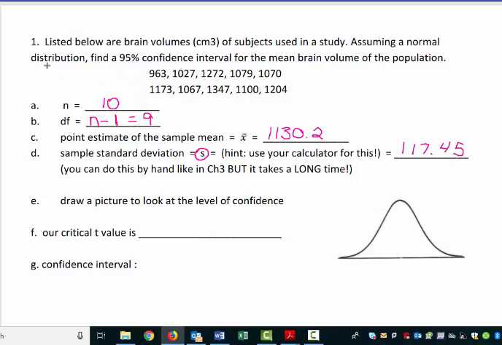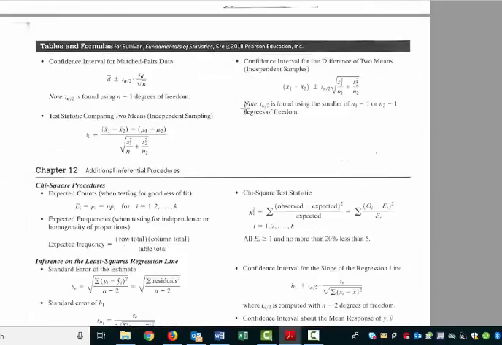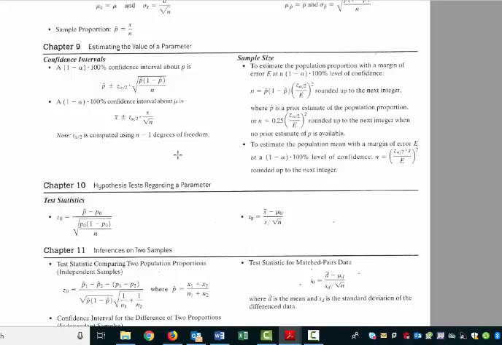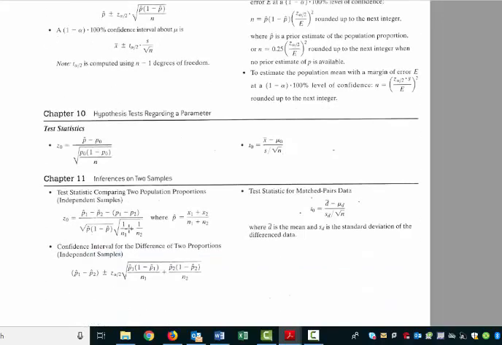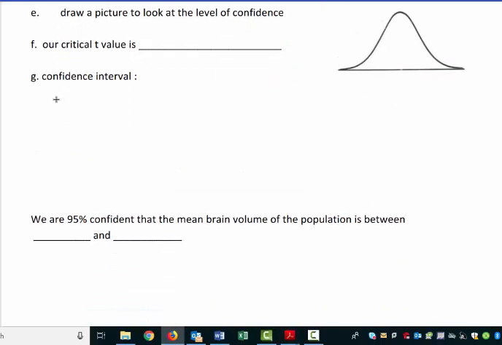Okay, so here's the brain volumes. Assume a normal distribution, so that means we get to use the T or the Z. Find a 95% confidence interval. If it says confidence interval anytime, I'm going to run to my formula and see what I need. I already know what I need, but this is the way I walk through these problems. Confidence interval about a mean is this one. So that's the first thing I'm going to do, I'm going to write that down so I can see what I need.